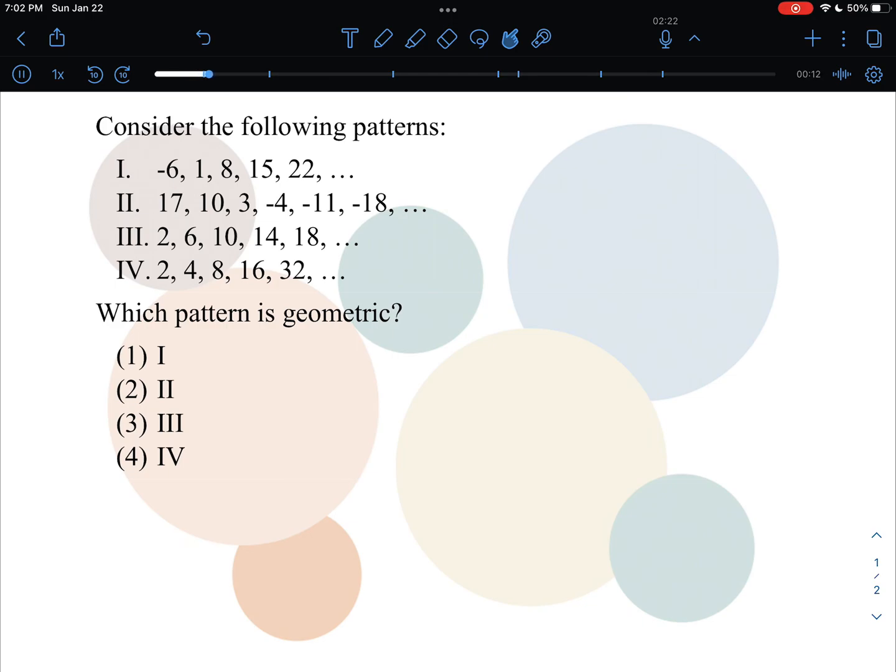We remember that for a sequence to be arithmetic or geometric, it has to follow some rules. For arithmetic, I know it has to have a common difference. And for geometric, it has to have a common ratio.